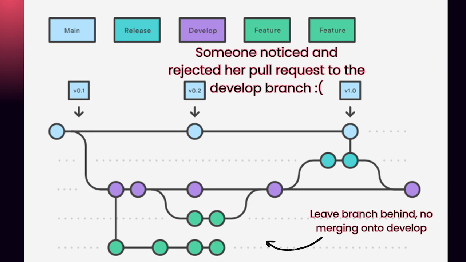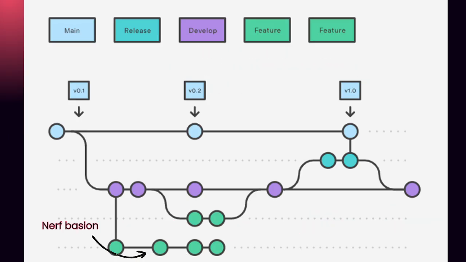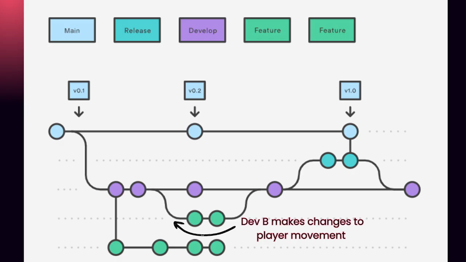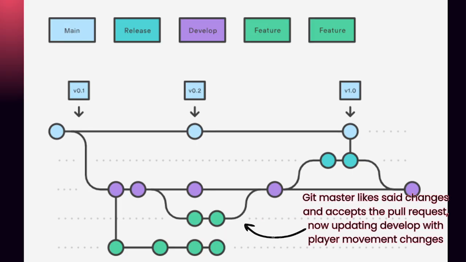There's another bad practice being done here, which is that they made too many changes at once. If you could see that, they end up losing all of this progress as well, which could have been valid. So let's look at what developer 2 does instead. They're going to make changes to just the player's movement, right? And the Git master, after testing, ends up liking these changes and decides to accept the pull request, and now it exists in dev, right?